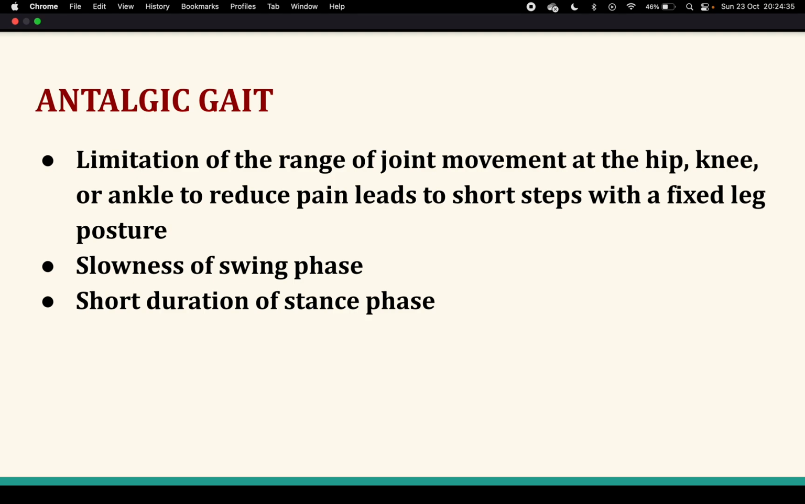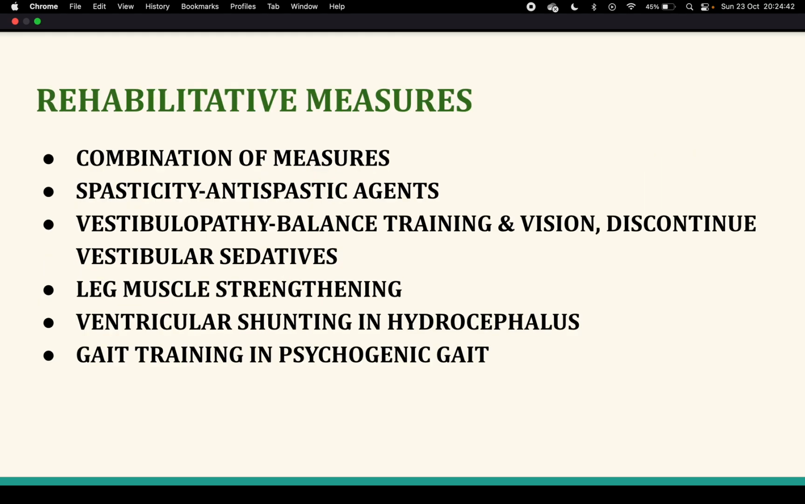So the stance on that leg will get affected. So there is slowness of the swinging phase and short duration of the stance phase.